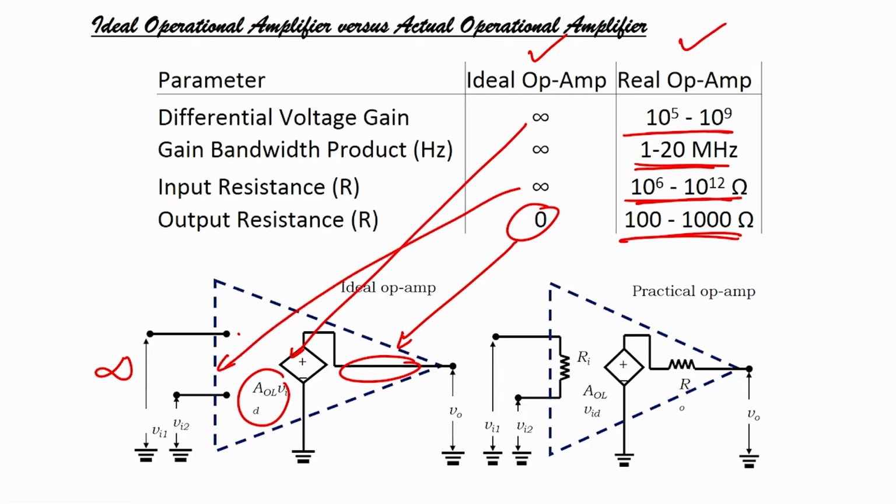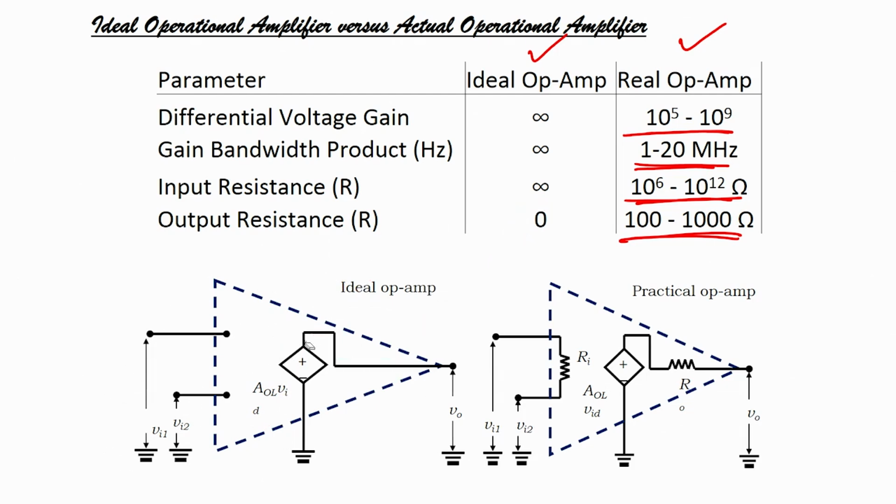But in case of an actual op amp, what will it be? Same circuit, but here we can put a resistance, because now we have some value of resistor, it is very high, but still it is there. So, we have used a resistor between the input terminals. Then we have very high gain. The input resistance is about 10⁶ to 10¹² ohms, and it has a very high gain of 10⁵ to 10⁹, right, very high gain, that is fine.